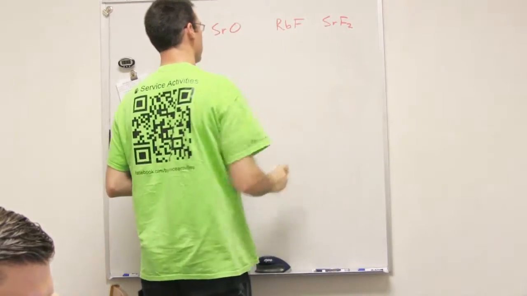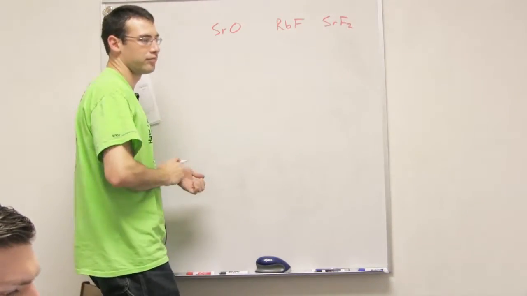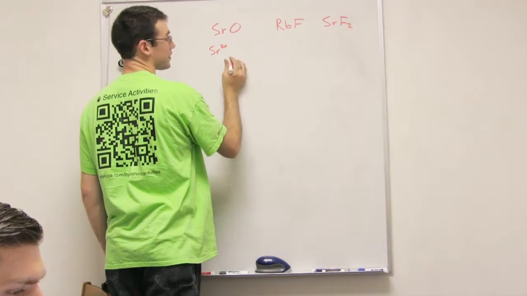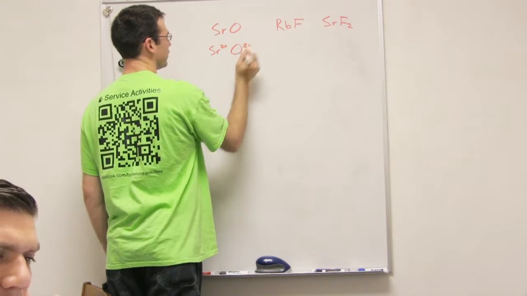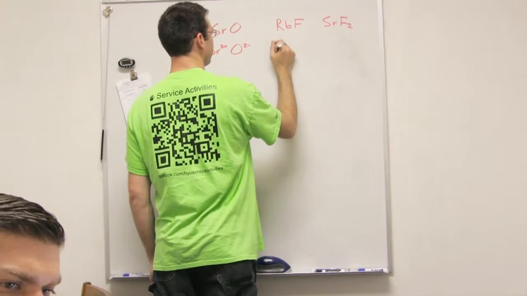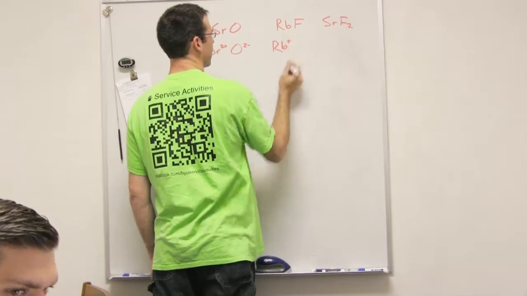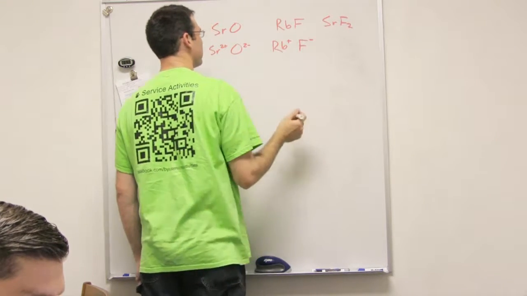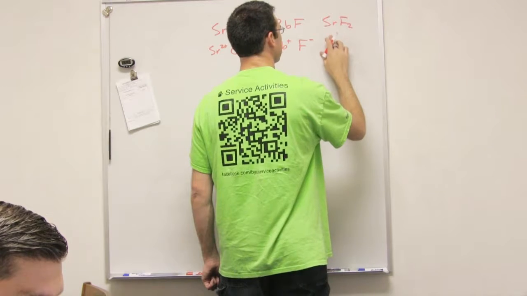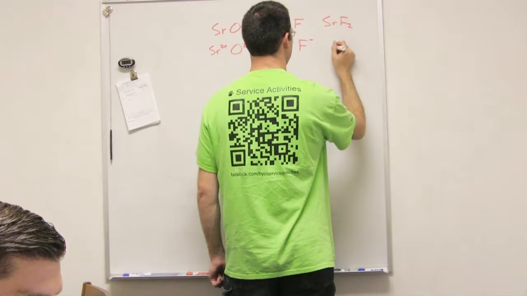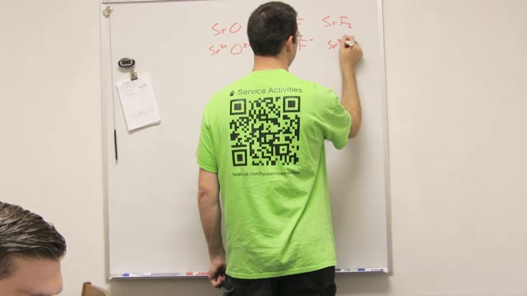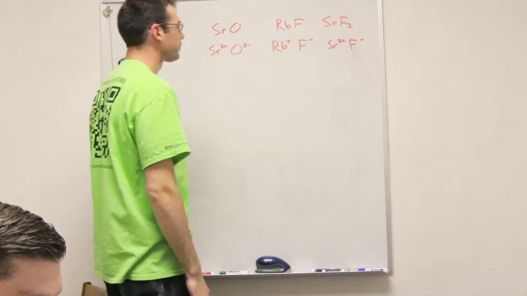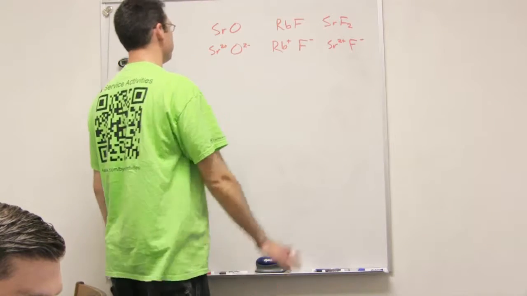Fluorine. Okay. So let's look at the charges that we're dealing with. Strontium is 2 positive. And then O is 2 negative. Rubidium is positive 1, and fluorine negative 1. Once again, this guy is Sr 2 positive, and then F 1 negative. Okay, so this is what we're seeing.